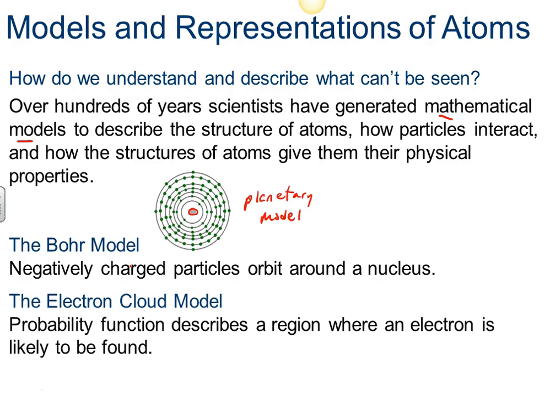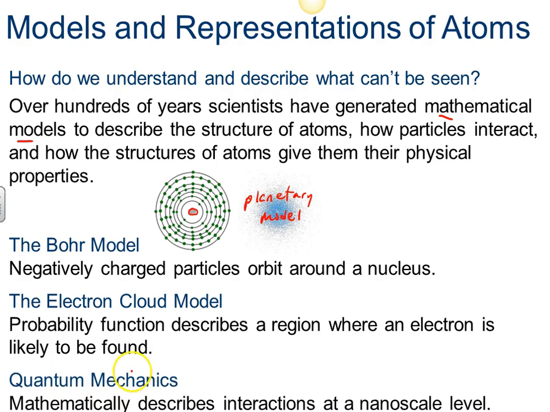We have the electron cloud model, which instead of having electrons in definite spaces and rings, describes the location of the electron in terms of a probability. We have a chance of finding the electron at a certain location, and we can calculate that chance, where the electron is likely to be found. We also have the quantum mechanics model, which mathematically describes the interactions of atoms at a nanoscale. Really, these two are hard to separate. The modern electron cloud model is going to use quantum mechanics, which is well beyond this particular course.